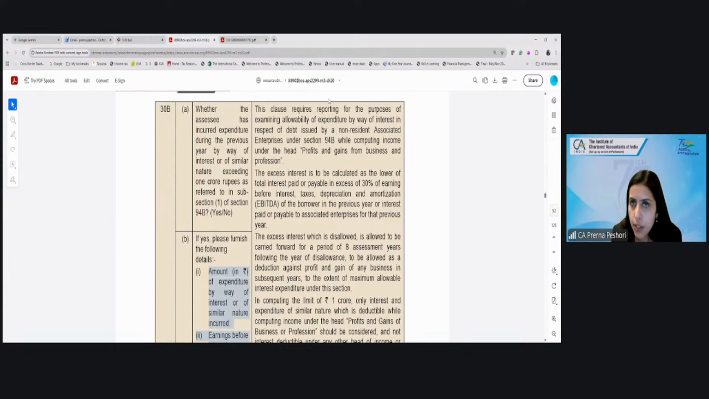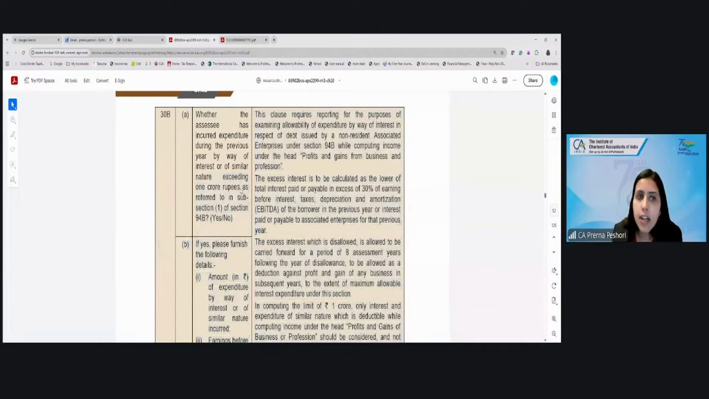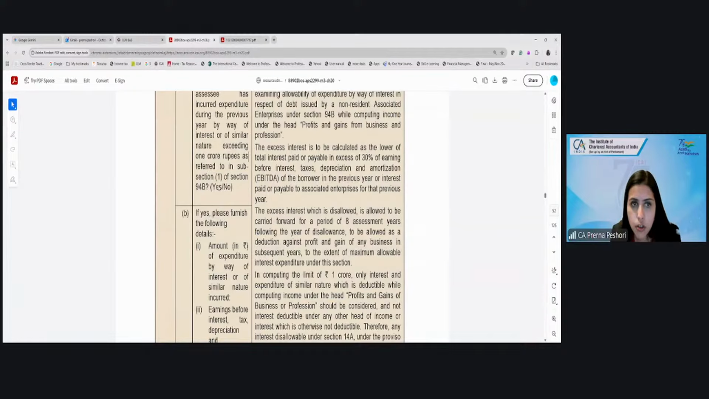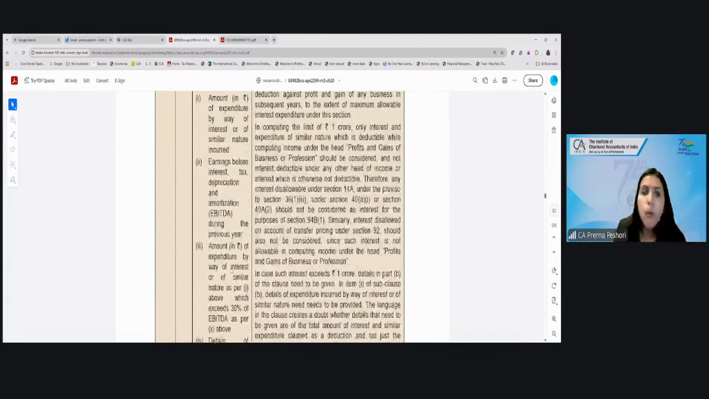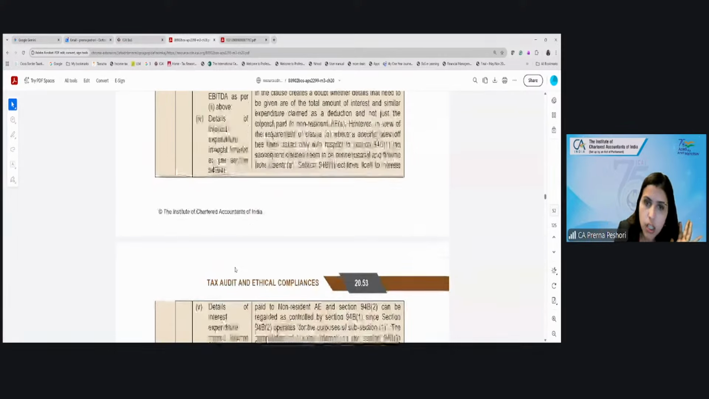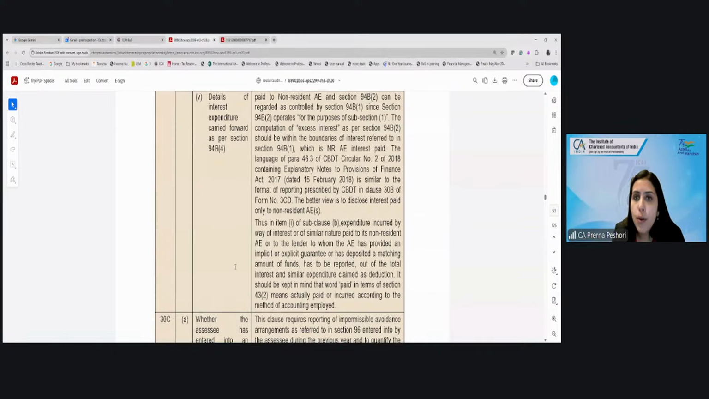So that is the reason why they are asking you whether there is any interest expenditure which is on the loan taken from the non-resident associated enterprise or from any non-resident lender where the AE has given the guarantee. Then what is the amount of expenditure? What is my EBITDA? What is the interest restricted to 30% of EBITDA? What will be carried forward to the subsequent years? And if there is any interest brought forward from the previous year, that needs to be reported over here.